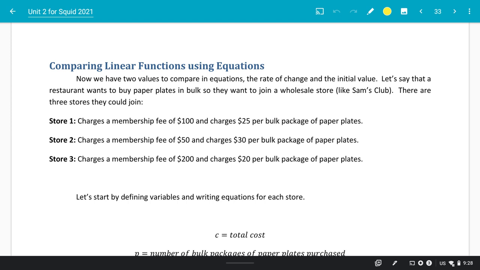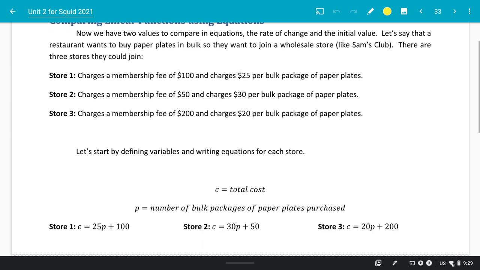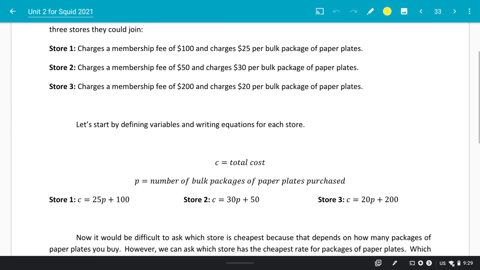Store 1 charges a membership fee of $100 and $25 per bulk package of paper plates. Store 2 charges $50 and charges $30 per bulk package of paper plates. And store 3 charges a membership of $200 and then $20 per bulk package of paper plates. Let's start by defining the variables for each store.